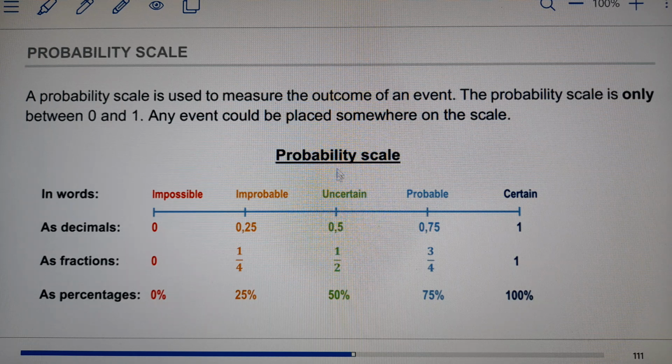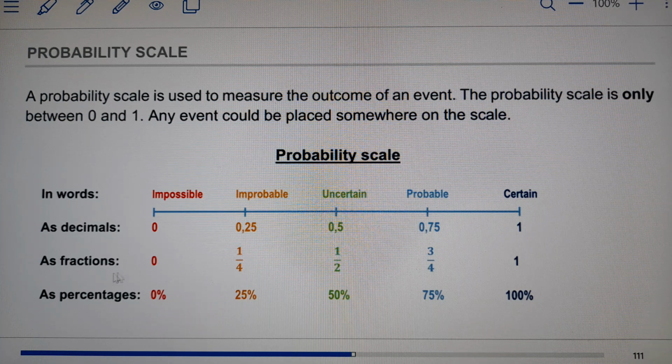And if the probability is 0.5, it means normally in the common language we say it's 50-50. It can happen, it cannot happen. And if it's 0.75, it means there are more chances that it will happen. And if your probability is 1, it's 100% guaranteed that it will happen.